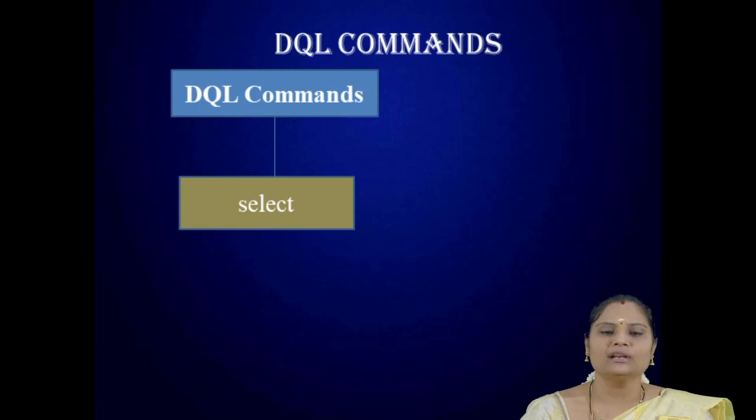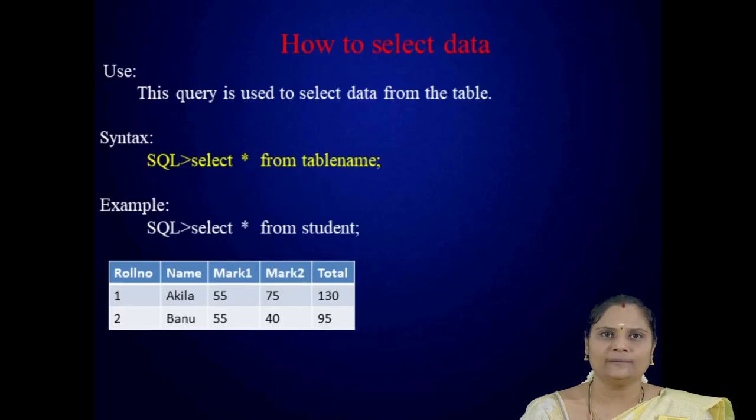Next, we discuss DQL commands, data query language. This query is used to access the data from the table based on our condition. For this, we use the select query. Select query displays all the records from the table or particular records based on our condition. For this, we write the query as select star from student. Star is mentioned as all records. After executing this query, we get all the records from our student table.